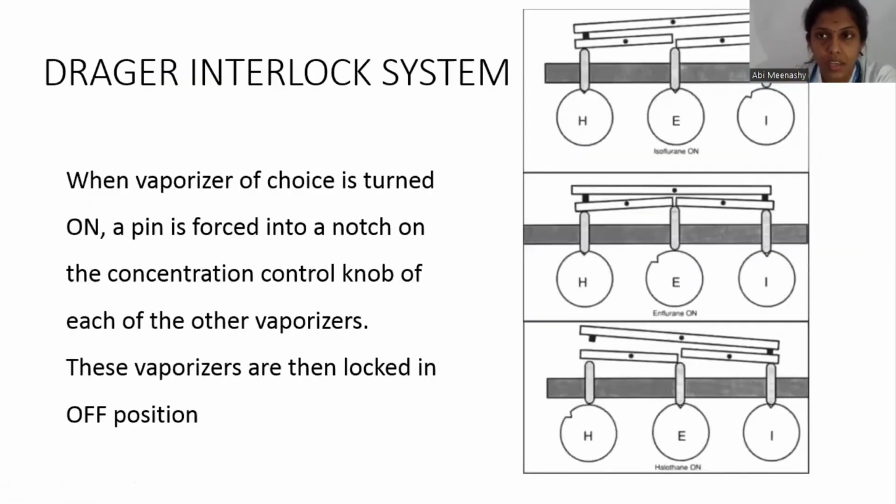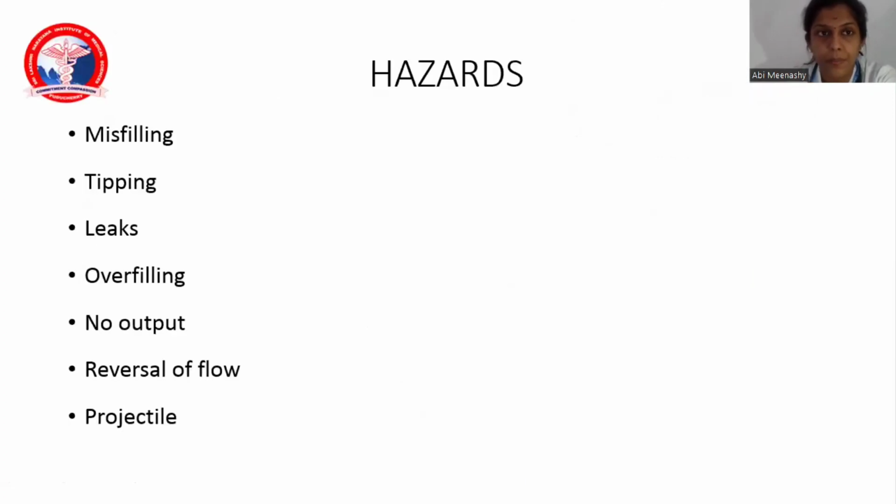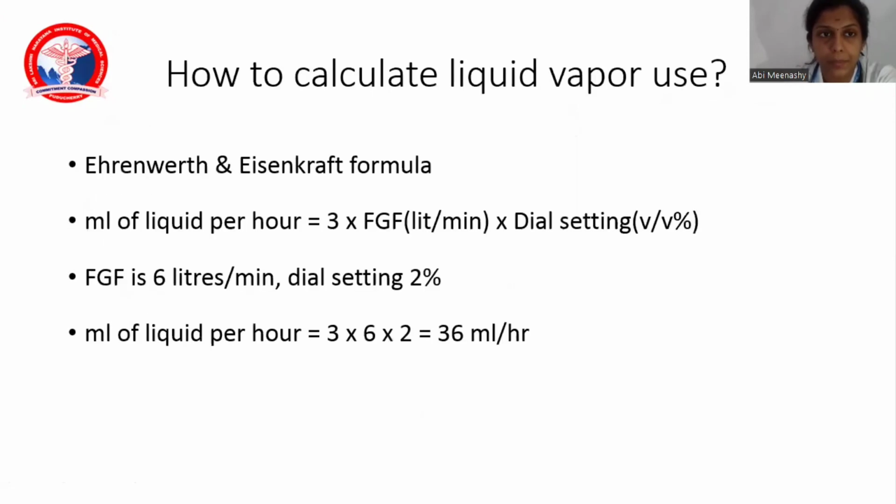Dräger interlock system is another interlock system where, when the vaporizer of choice is turned on, a pin is forced into the notch of the control knob of the other vaporizers so that the other vaporizers are closed and cannot be opened until this vaporizer is closed. Other hazards are misfilling, tipping, leaks, overfilling of the agent, no output, or reversal of flow inside the vaporizer. So all these need to be carefully detected.